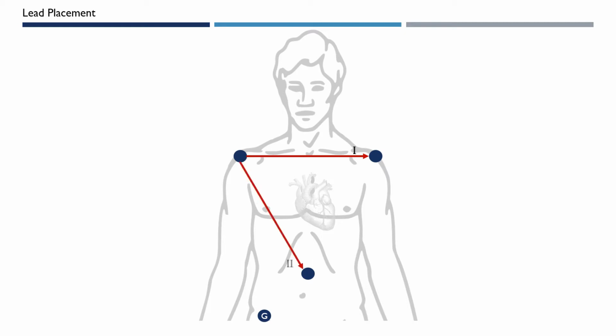The second axis is lead two. This goes right shoulder down to the left foot. And the third axis is left shoulder down to the left foot. In addition to these three main leads, there's three augmented leads that allow for a pickup of electricity in between the axes of our primary leads. So we have AVF that functions from the very top of lead one down to the foot, AVL, which points to the left shoulder, and AVR, which points to the right shoulder.